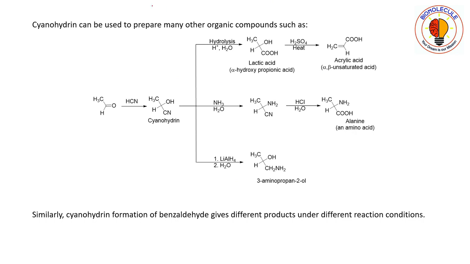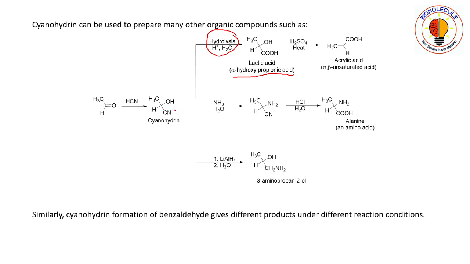Now cyanohydrin can be used to prepare many organic compounds, so it is a very valuable compound. If we hydrolyze this cyanohydrin molecule with water, what we get is lactic acid, that is, alpha-hydroxypropanoic acid.